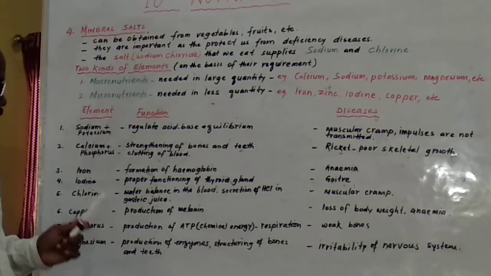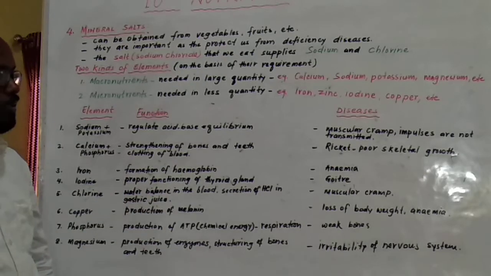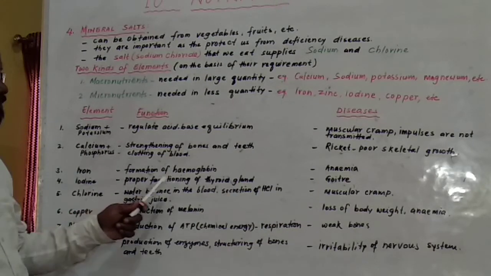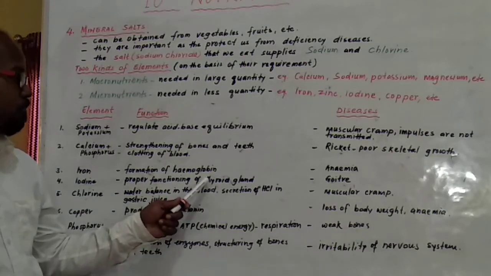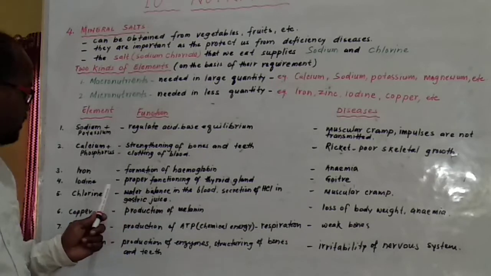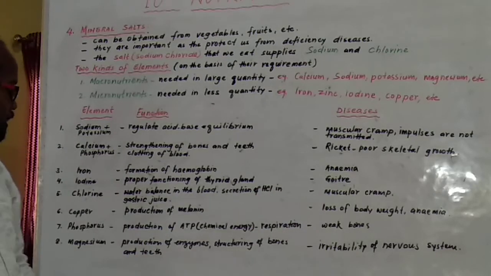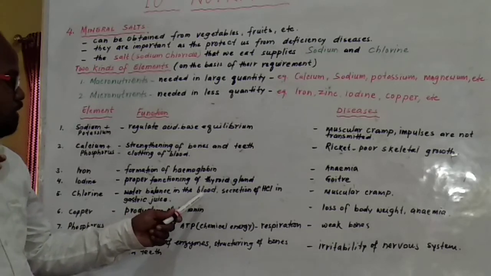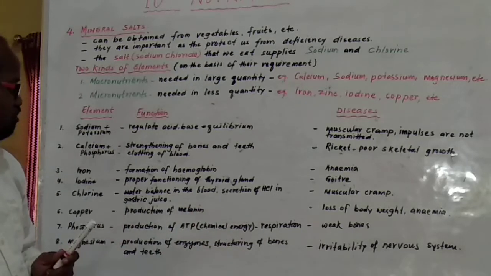Iron helps in formation of hemoglobin in the blood, the red pigment. Deficiency: anemia. Iodine is for proper functioning of the thyroid gland, which is there near the neck here. Insufficient iodine intake causes goiter, a swollen neck. Chlorine keeps water balance in the blood. It also helps in secretion of hydrochloric acid in gastric juice.